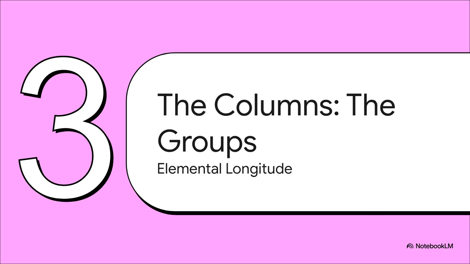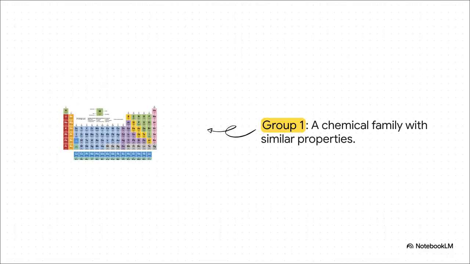All right, so we've traveled across the map's latitude. Now let's look at its longitude, the vertical columns. And these, well, they tell a completely different story. These 18 vertical columns are called groups. And if the periods tell a story about change, the groups tell a story about family. Elements in the same column all belong to the same chemical family.